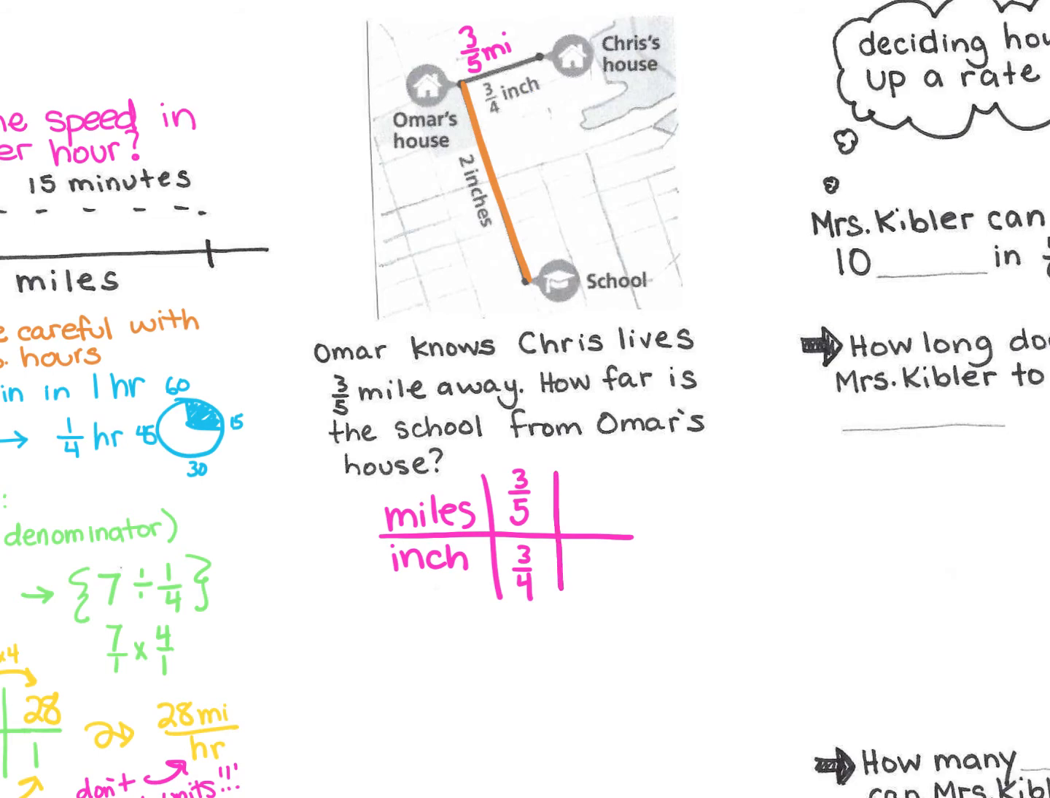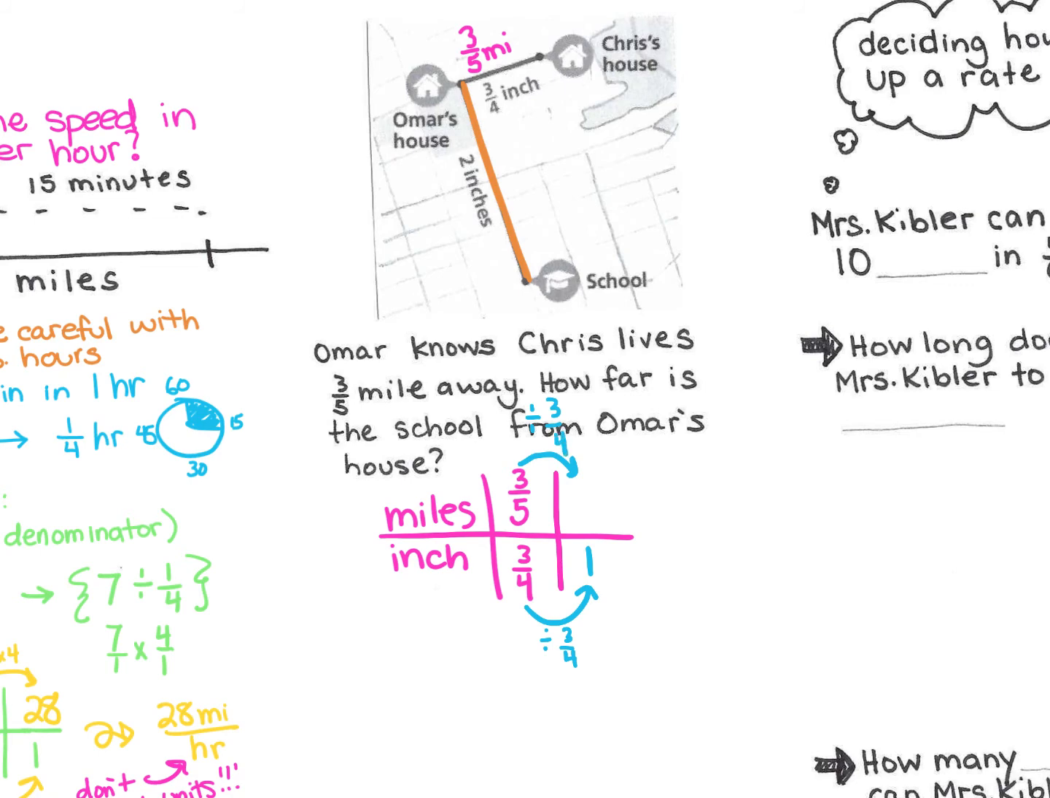So now the question is, what is 2 inches? So let's start with our unit rate. I'm going to use a different color here. We want to know what 1 inch is equivalent to. So right here, to get from 3/4 to 1, we can divide by 3/4. If we divide by 3/4 right here, to make it proportional, we need to divide by 3/4 right here.